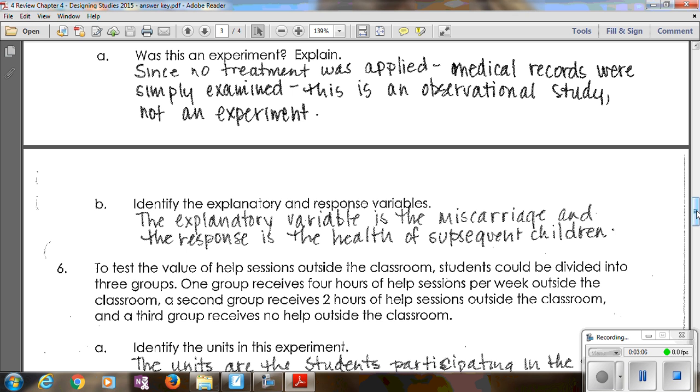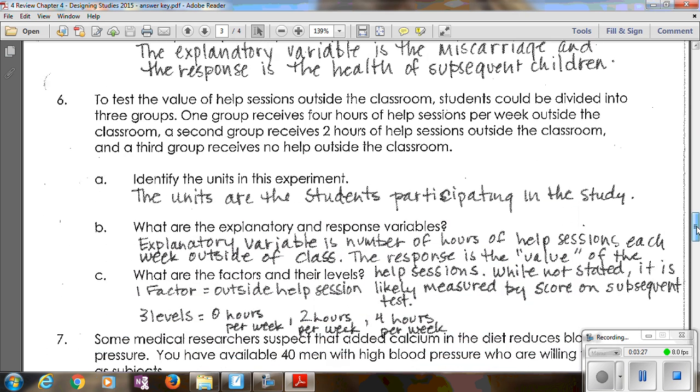It asks for the explanatory and response variables. The explanatory variable, and even though this is an observational study, we can still have an explanatory variable. We can still have levels and factors as well. In this case, we just have one factor, and it's the miscarriage, and the response then would be the health of the subsequent children. We don't know exactly what's being measured, but that would be our response variable.